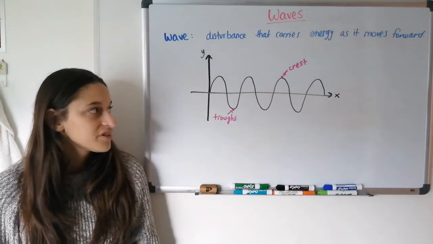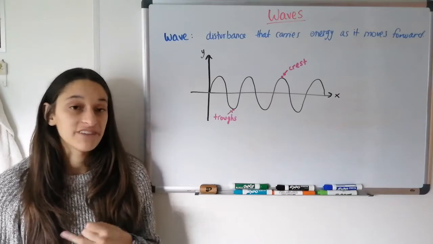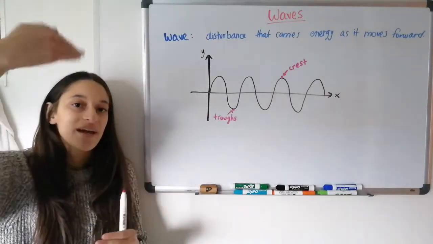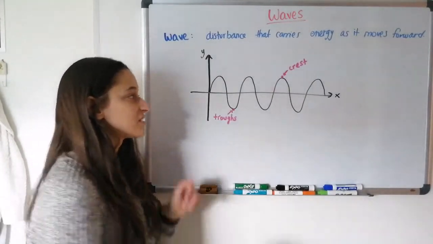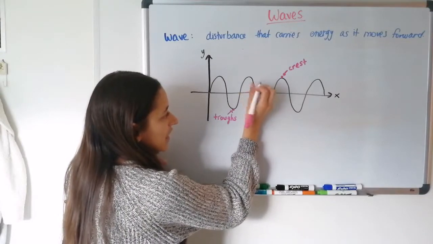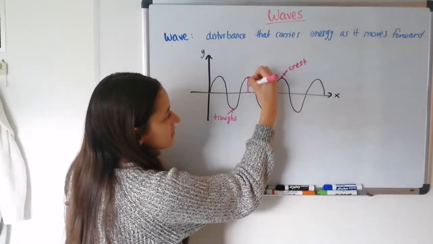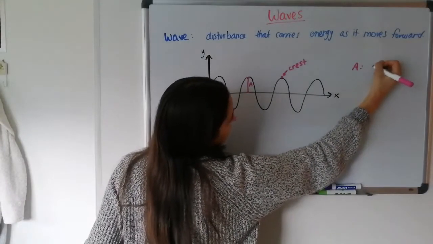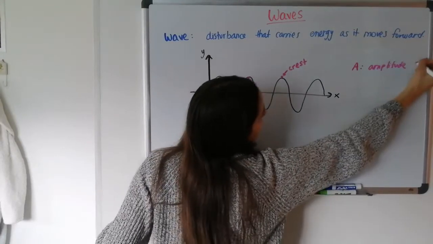Now, more important than that are some characteristics called amplitude and wavelength. So amplitude means how high the wave rises and how low it goes. That means if you take the center of the wave, the place where it's at 0, and you measure how much it grows upwards, that is the amplitude. And the amplitude is usually called A. So A is our amplitude, and it's given in meters.